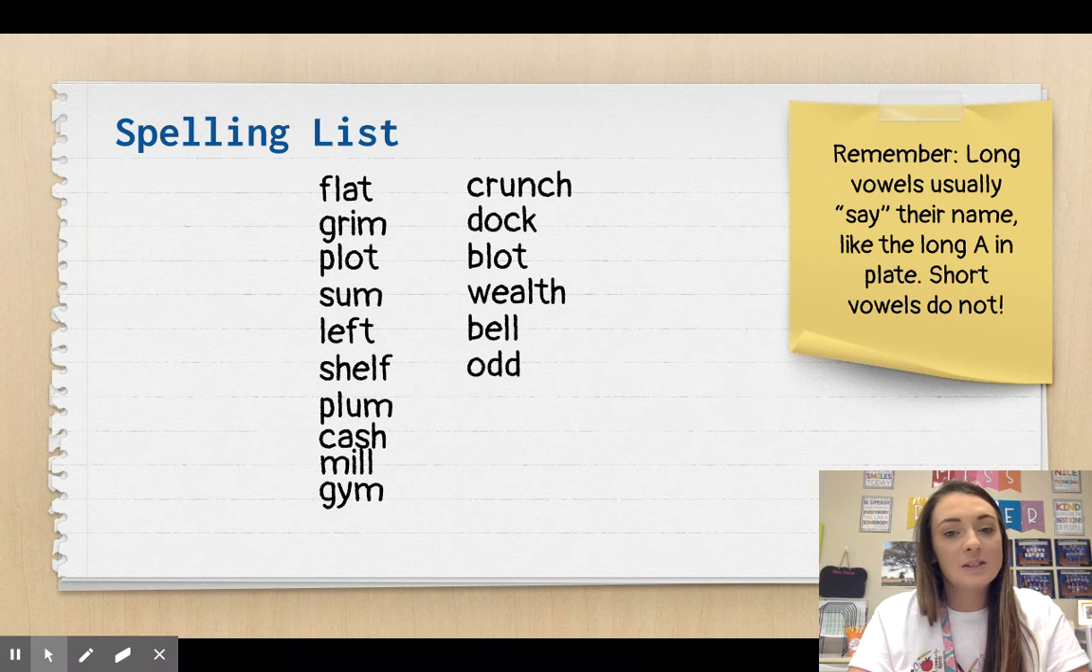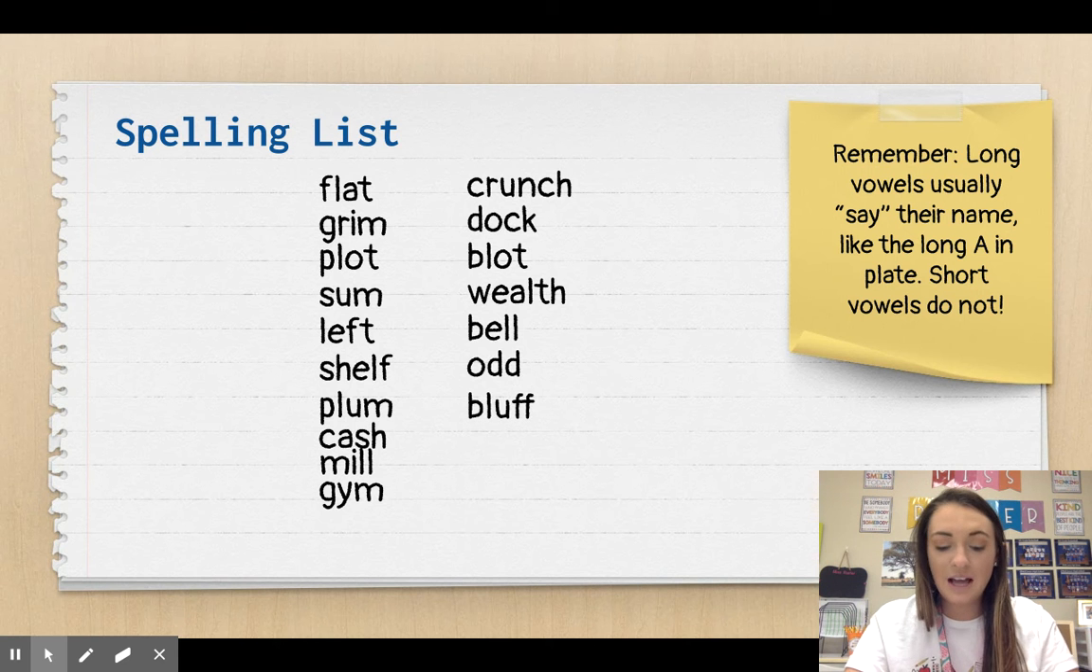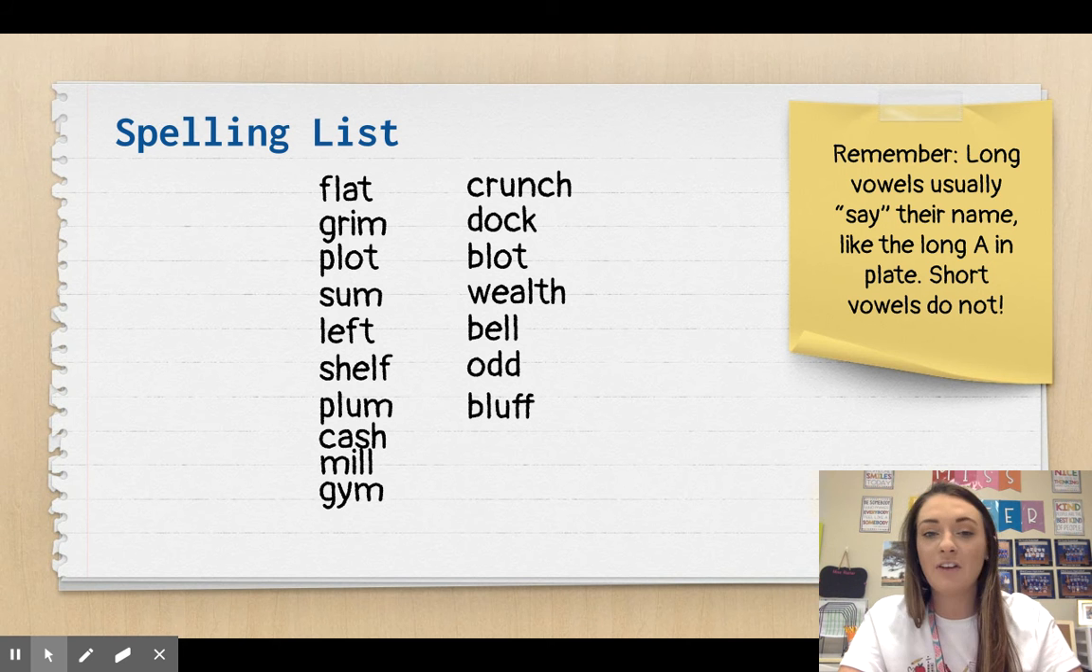Odd. This word either means you can talk about odd numbers, so numbers that end in 1, 3, 5, 7, or 9, or you can also say odd if something is peculiar or kind of weird. Bluff. This word means to lie, so if you are bluffing, you're telling a lie.